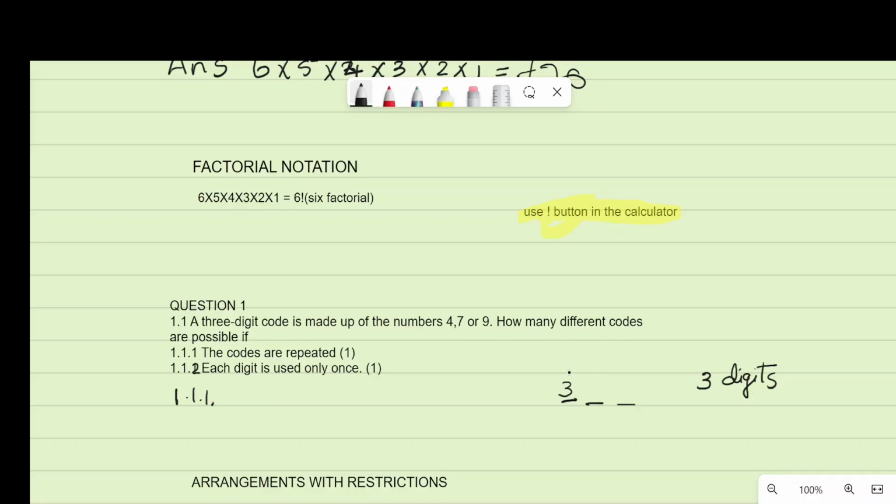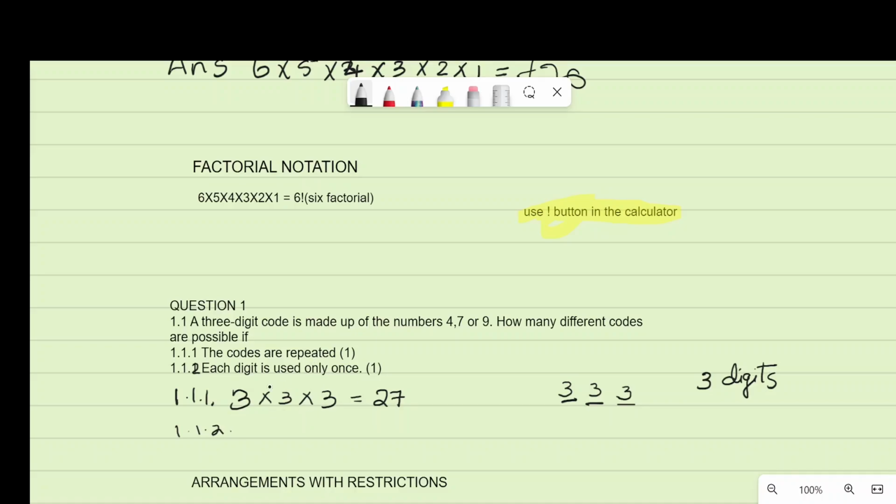So if you use 4 here, you can use 4 in the second position also, and in the third position. It can be repeated. So how many choices do you have for the second position also? 3. How many choices for the third position? 3. So our answer in 1.1.1 is 3 times 3 times 3, which is 27. Okay, that's how we answer the first one.